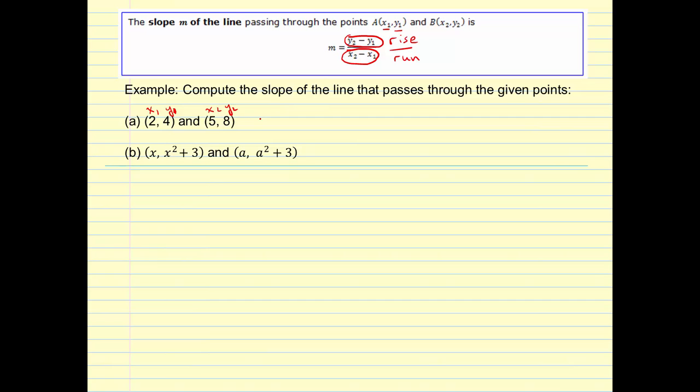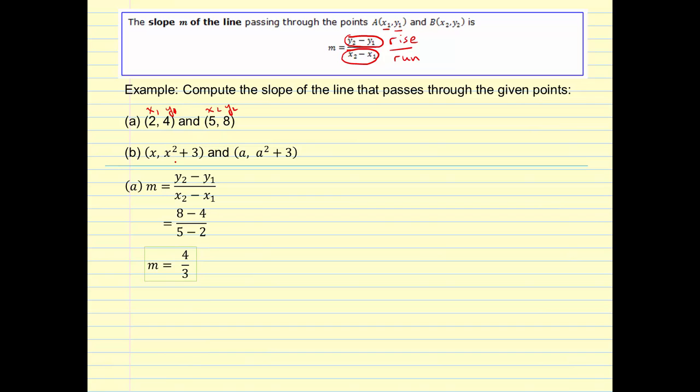So the first thing we're going to do is apply the formula, m equals y2 minus y1 over x2 minus x1, and we have these values that we can substitute into our formula. So our y2 is 8, our y1 is 4, our x2 is 5, and our x1 is 2. So we do 8 minus 4 over 5 minus 2, and we get 4/3 for our slope in part A.